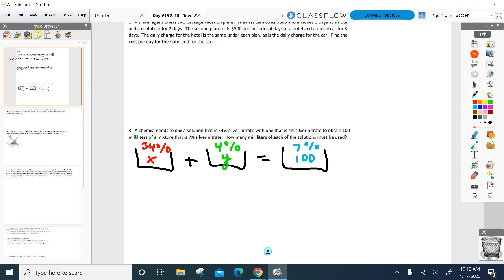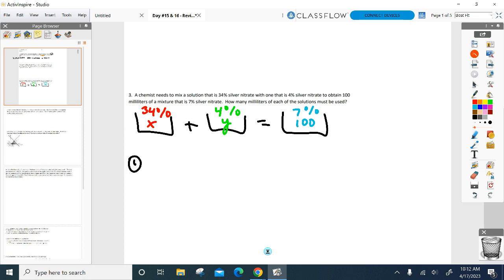All right, the picture's great, but I really need the 2 equations you're going to solve. So how can I use this diagram now that I made to figure out my 2 equations? First equation, forget the percents. Just tell me how much you need total. I want to know how many milliliters of each you need. X plus Y, and they should all total how much do I need? 100. So there's where you get your first one.